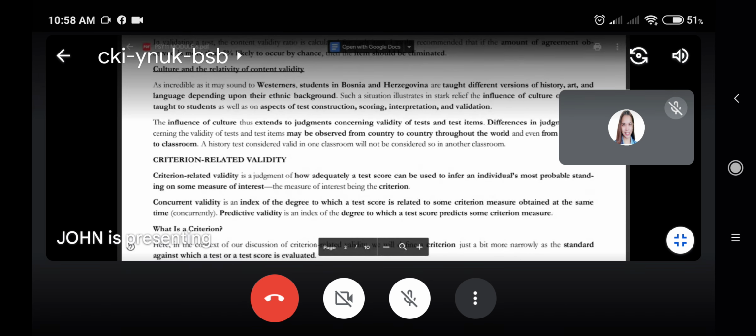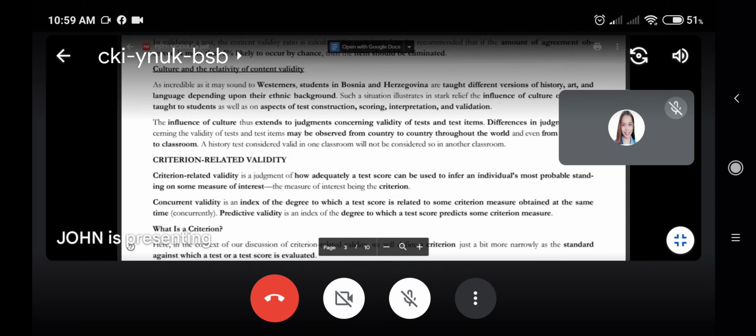Okay. The culture and the relativity of content validity. As I mentioned again, culture has something to do with test validity. It's very important. The influence of the culture is reflected in the way we are developing the test. And when we are doing the content validity, culture must be included. Kasi pag hindi, magkakaroon tayo ng problema, no?